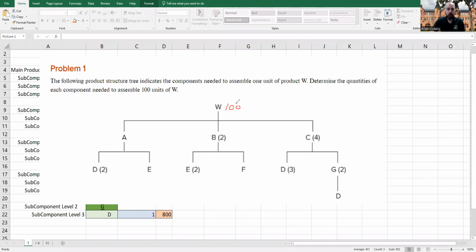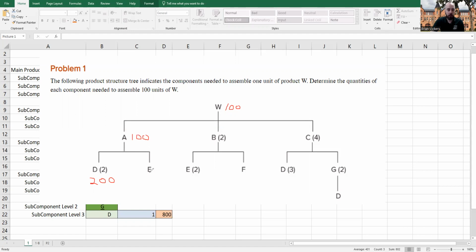And we just follow it down. So 100 times 1 is 100. 100 times 2 is 200. And that's really all there is to it. You're just writing the number as you're doing the math. You start with 100 at the top. You need 100 of them. It takes 1 A for every one of that. So 100 times 1 is 100. It takes 2 D's for every A. I need 100 A's, so that means I need 200 D's.